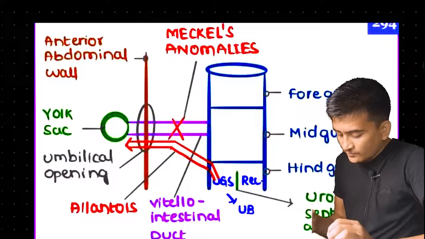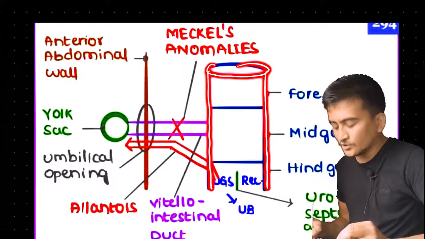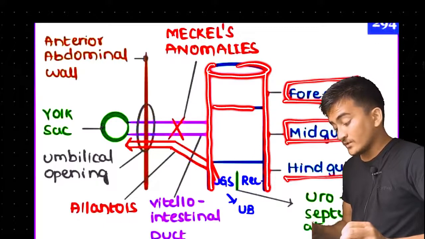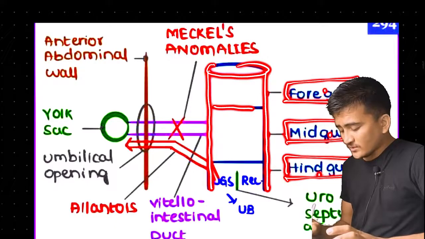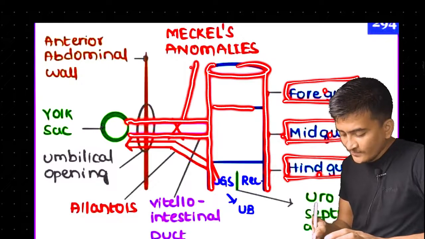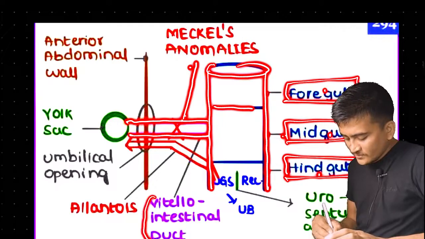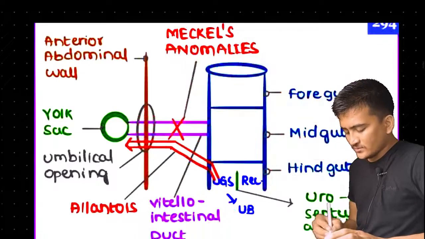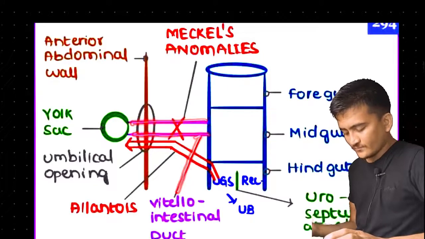Let us begin from this structure. What is this? This is our gut tube, right? The gut tube is divided into the upper one, foregut, the middle one, midgut, and the last one, hindgut, right? Foregut, midgut, and hindgut. And we already discussed the diverticulum of midgut. What was the diverticulum of midgut? It is the vitellointestinal duct, right? The vitellointestinal duct is the diverticulum of midgut. Simple, right?